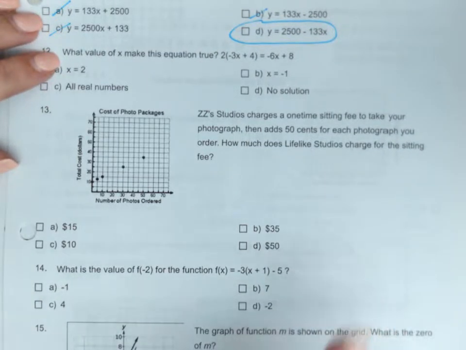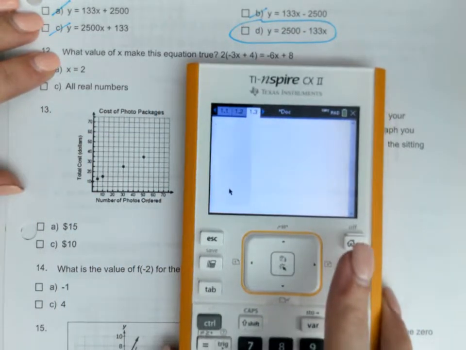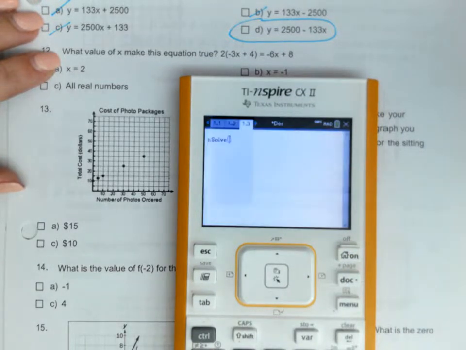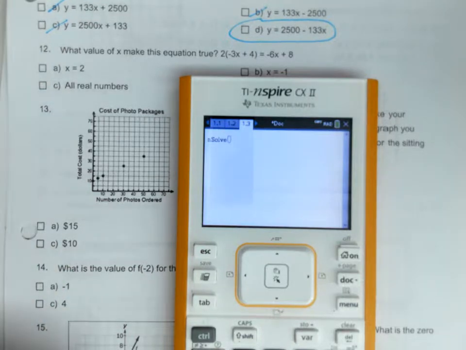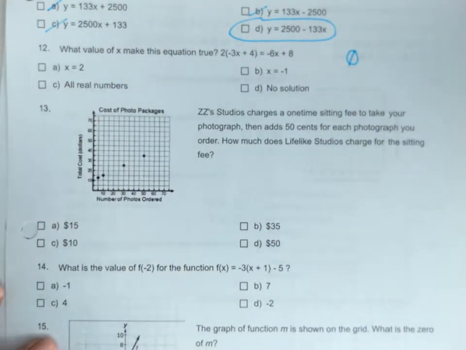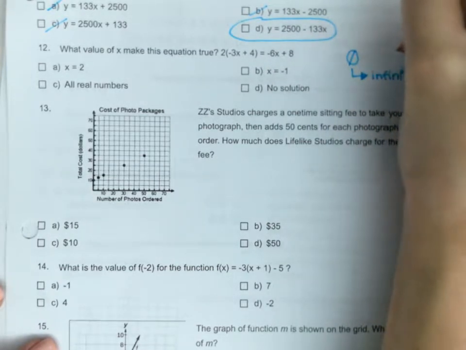What value of x makes this equation true? So because it's just a one variable, I'm going to go to my calculate screen. We click menu, 3 for algebra, 1 for solve. And we type it in. 2 parentheses negative 3x plus 4, close parentheses, equals negative 6x plus 8, comma, we are solving for x. It tells me my answer is 0. But wait a minute, I don't see 0 as an option. These new calculators, if they tell you 0, it means infinite solutions.